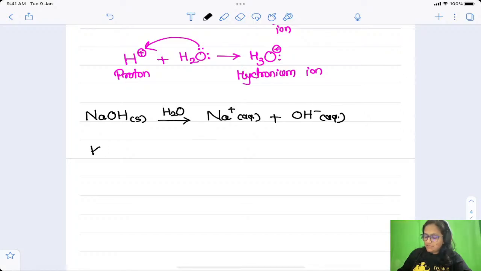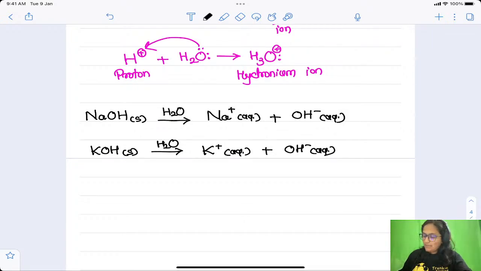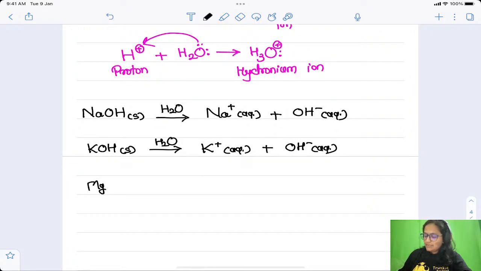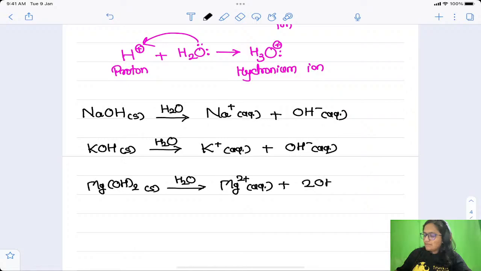Similarly, I can write down some other reactions. KOH, potassium hydroxide, when dissolved in water, gets converted to K+ (aq) and OH- (aq). Like acids, we are not going to combine anything with water here. One more example for bases: magnesium hydroxide, Mg(OH)2, solid. If I dissolve it in water, I get three ions: one is Mg2+ (aq) and the other is 2OH- (aq).